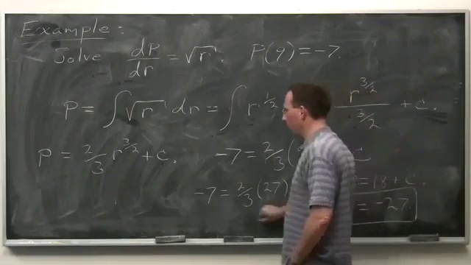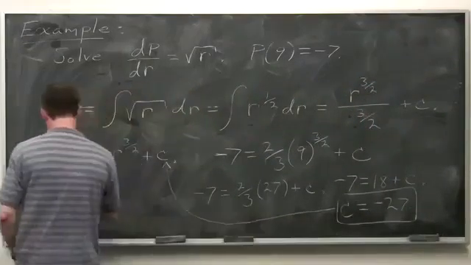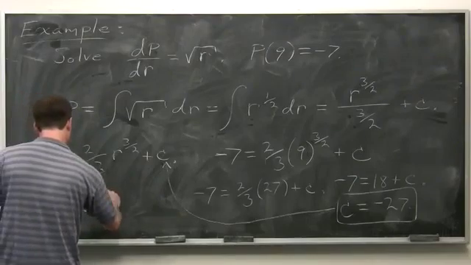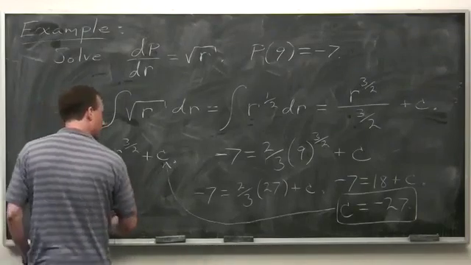So you take that constant and you put it in there, and our solution to this initial value problem is p equals 2/3 r to the 3/2 minus 25.